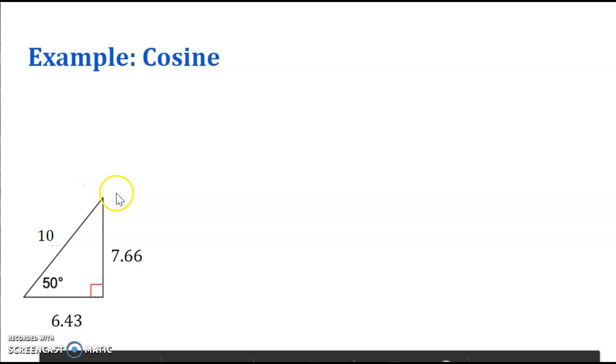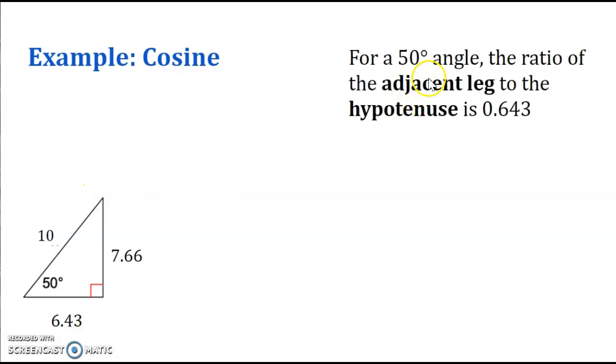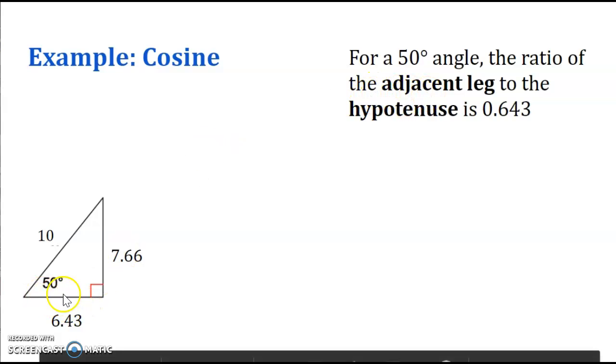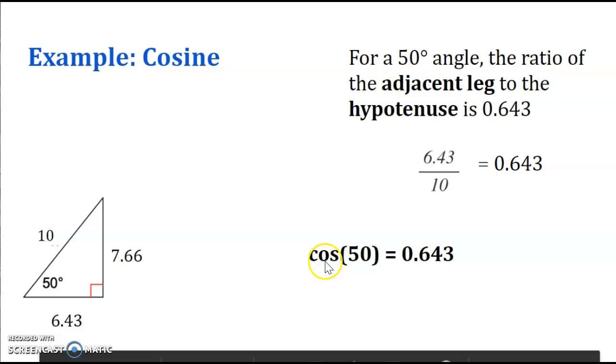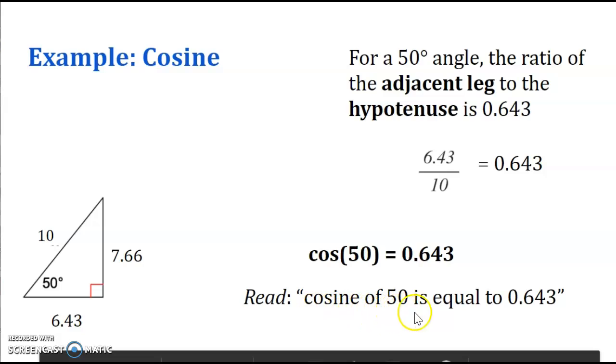What about cosine? For a 50 degree angle, cosine is the ratio of the adjacent leg, meaning next to the reference angle, to the hypotenuse. The leg next to the reference angle is the 6.43 length. So it's 6.43 divided by 10, which is 0.643. We write this as cosine of 50 equals 0.643, and we read it as cosine of 50 is equal to 0.643.